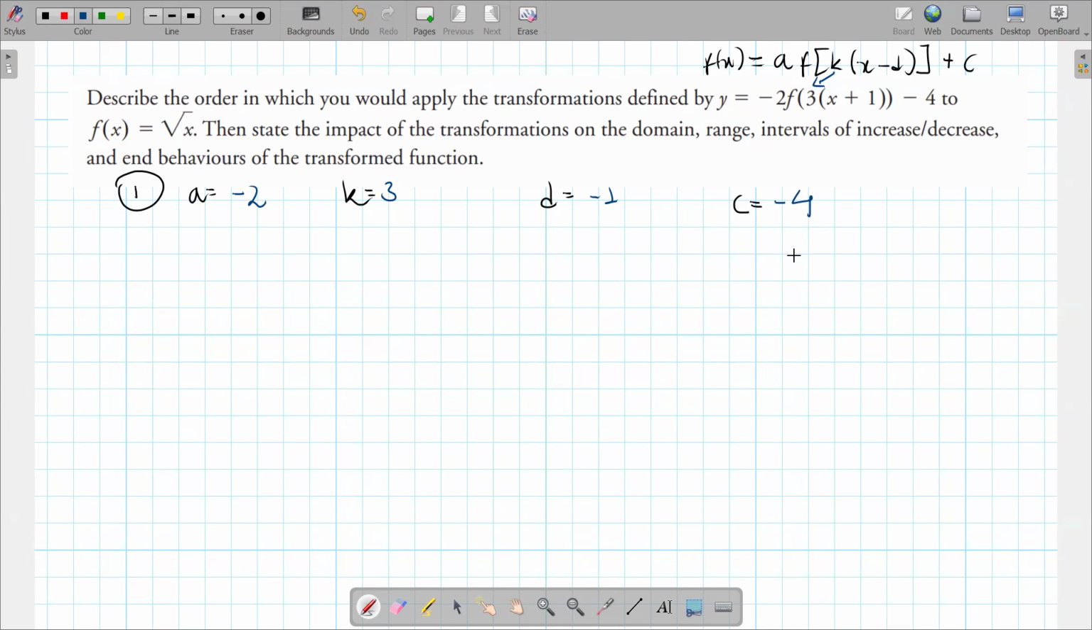Okay, what does a of minus 2 do to our function? So a of minus 2 does two things. The minus, the negative, is a reflection. On which axis, x or y?